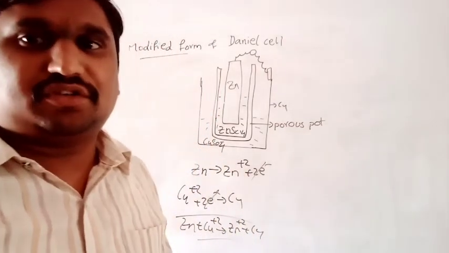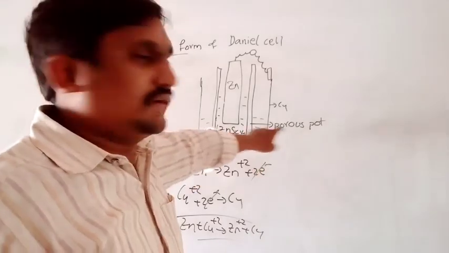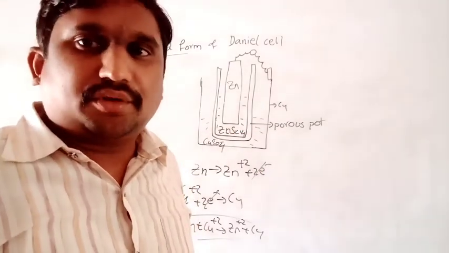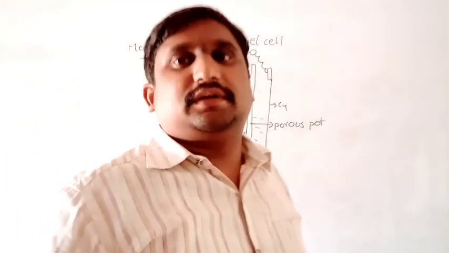But what is the modification we have done here? Instead of the salt bridge, we have taken a porous pot. This is the only modification we did here.